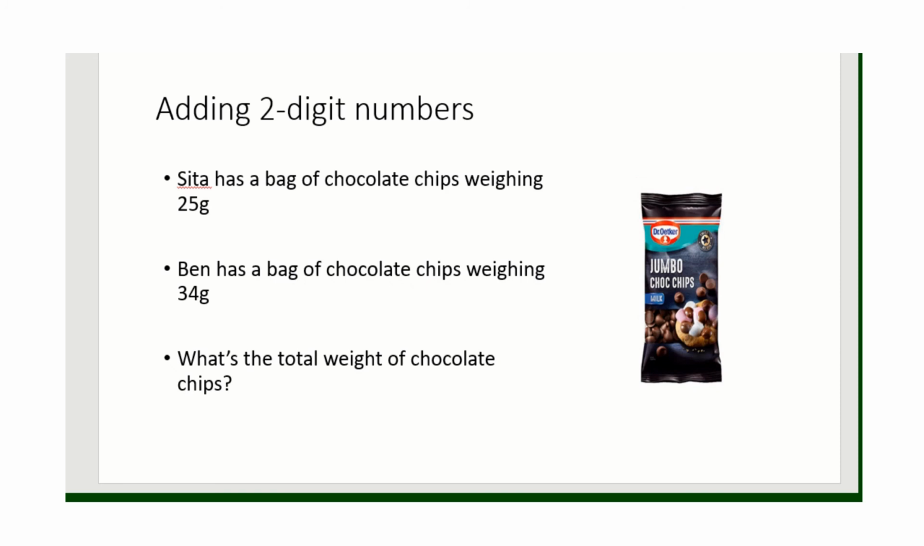Now then, I've put 1 in here, look. Sita has a bag of chocolate chips weighing 25 grams. Ben has a bag of chocolate chips weighing 34 grams. What's the total weight? Do you know which two numbers you have to add together? Can you do it as tens and ones? Can you do it as a column method? Talk to an adult about how you would solve that.